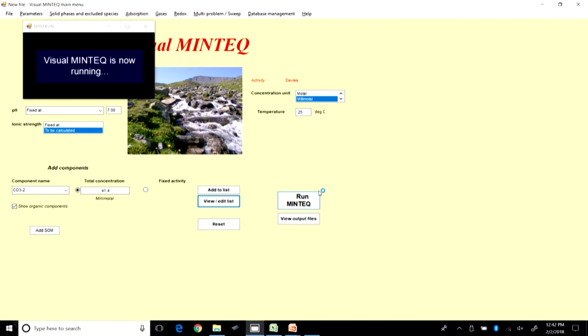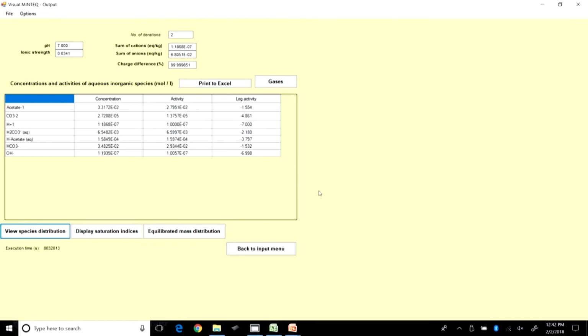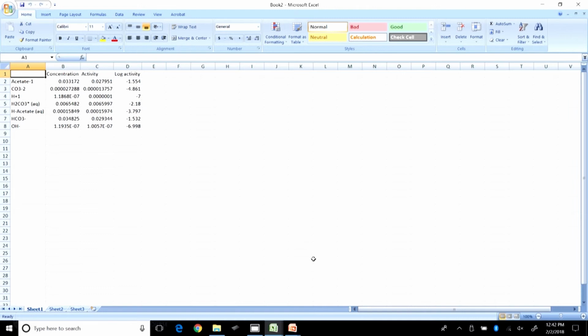to run the VMintec. And now I need to calculate H total, obviously, right? So I'm going to print to Excel. And here we have the relevant output, I believe. So H total would be equal to, what are the components that I need to look at? H plus 2 times H2CO3 plus HEAC plus HCO3 minus OH minus and enter. So I get a value of 0.048, right? Or 48.1 millimolar, let's say, right?